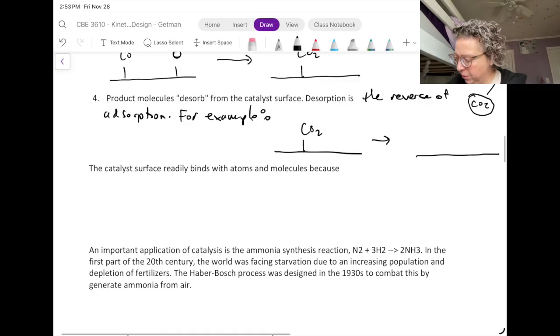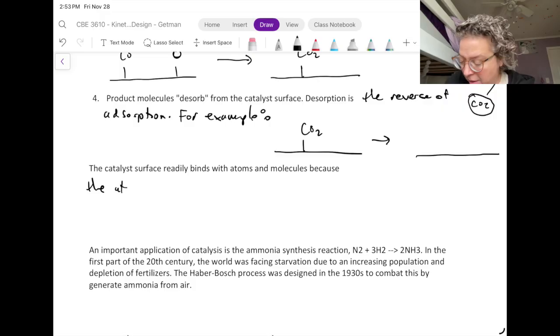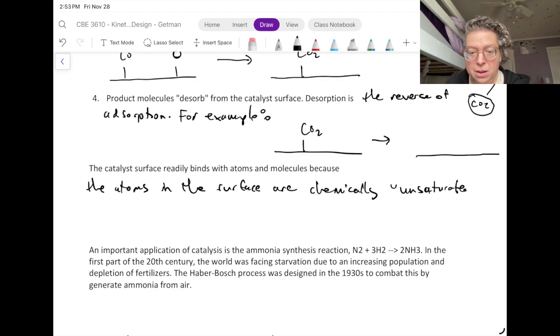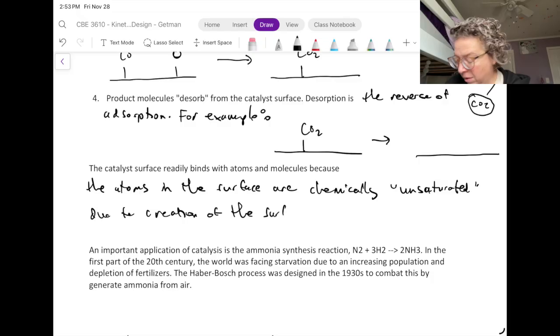So the catalyst really binds with atoms and molecules because the atoms in the surface are chemically unsaturated due to creation of the surface. They're hungry to form new bonds.